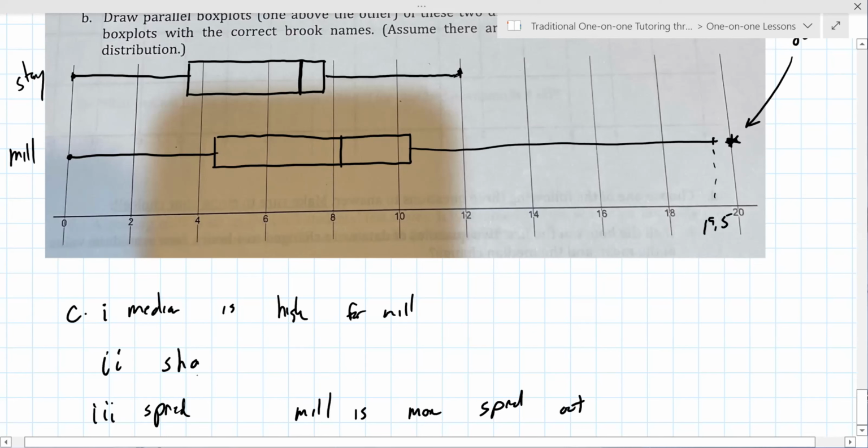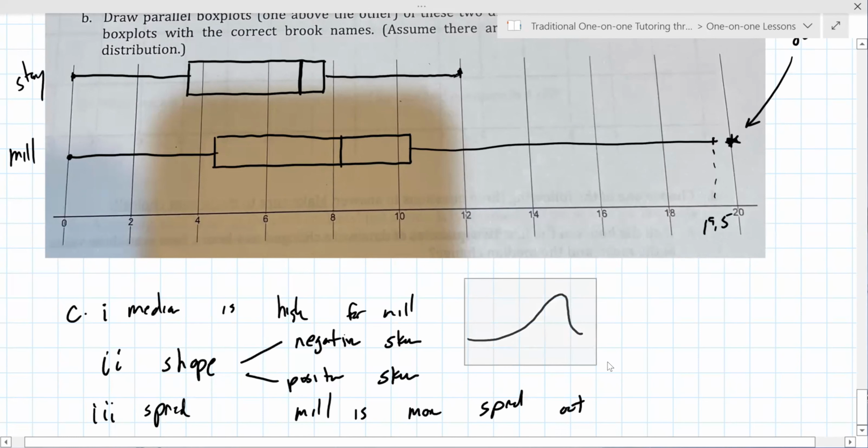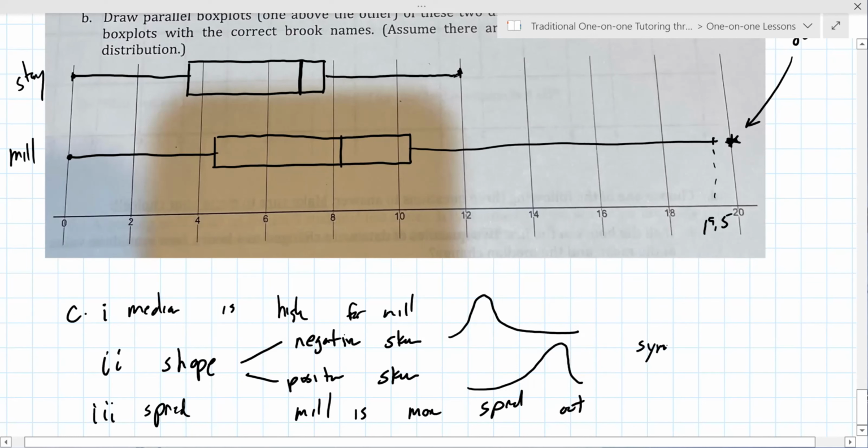So for shape, they're usually talking about two things. They're usually talking about negative skew or positive skew. All right, so negative skew looks like this. And positive, sorry, I got those backwards. Negative skew looks like this. And sometimes it's symmetric, which is obviously the one that's a little bit more even left and right.